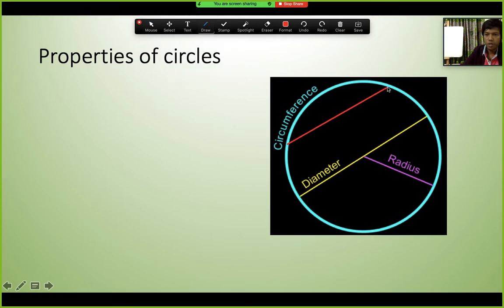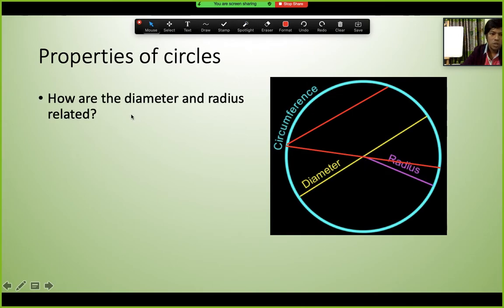Suppose this line, if we draw here, this is a chord. The only difference is this is not passing through the center of the circle. If the line passes through the center of the circle, then this is the diameter. This is also a diameter. And half of the diameter is the radius. So how are the diameter and radius related? As I said, the diameter is double and the radius is half of the diameter. Suppose here we have two radii. This is a radius, this is a radius. D equals 2r. This is the relationship.